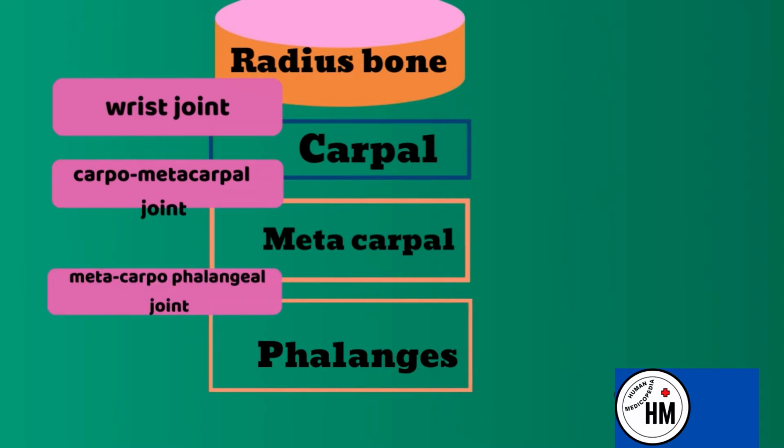The most important point you can see here is that the ulnar bone is not involved in forming wrist joint. However, wrist joint is formed between 3 bones, the radius and 2 carpal bones, which are scaphoid and lunate. Wrist joint is also known as radiocarpal joint.